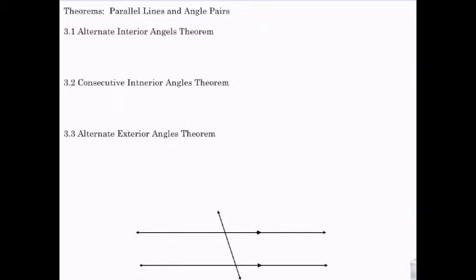Now, theorems have to be proven. So we don't accept these as true, except that I'm going to tell you that they're true and they have been proven. Okay, we have the alternate interior angles theorem, and that says if two parallel lines are cut by a transversal, then alternate interior angles are congruent.